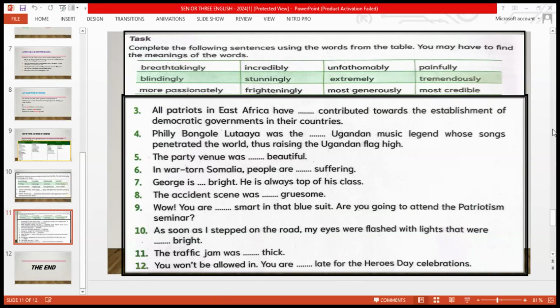Okay. Yes, Karen. Karen, you can raise your hand. I can see you. Please unmute and give me an answer to number six. Karen, you're already unmuted. Oh, sorry. Okay, let me give it to Mega. Number seven. Okay, please go ahead. George is extremely bright. He's always top of his class. Okay, thank you. That's correct.